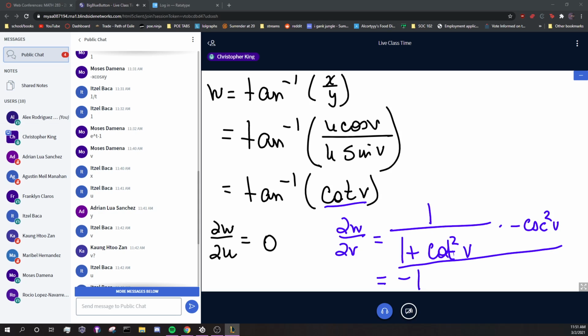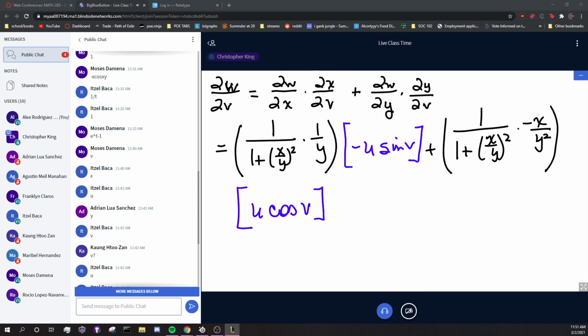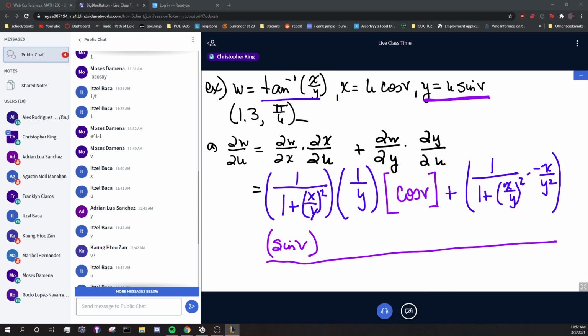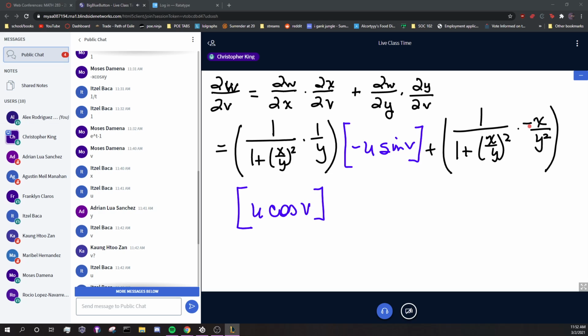So what that's telling us is that if we would have gone through and actually cleaned this up and got it in terms of U and V, this would have been equal to 0. And for this one, if we would clean this up and put it in terms of U and V, we would have got a value of -1. Okay. Any questions?